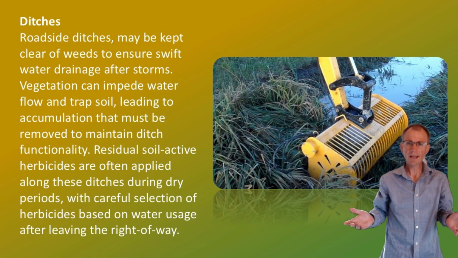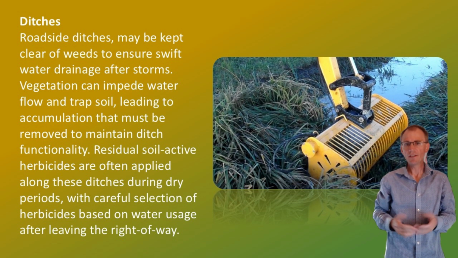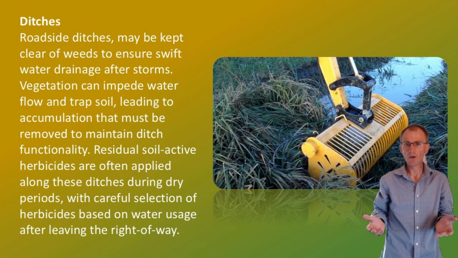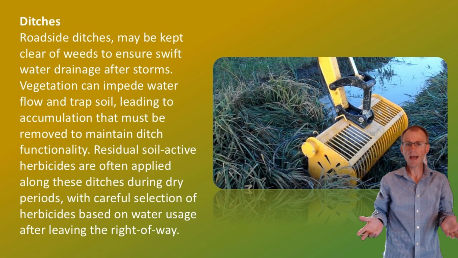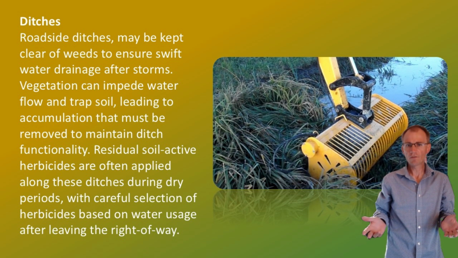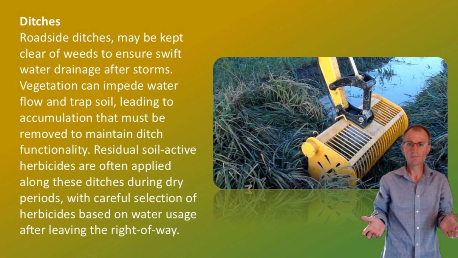Ditches. Roadside ditches may be kept clear of weeds to ensure swift water drainage after storms. Vegetation can impede water flow and trap soil, leading to accumulation that must be removed to maintain ditch functionality. Residual, slow-active herbicides are often applied along these ditches during dry periods with careful selection of herbicides based on water usage after leaving the right-of-way.